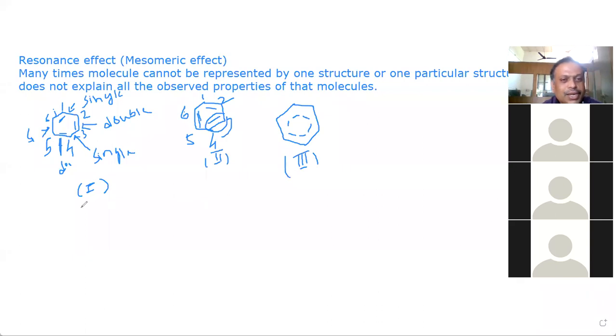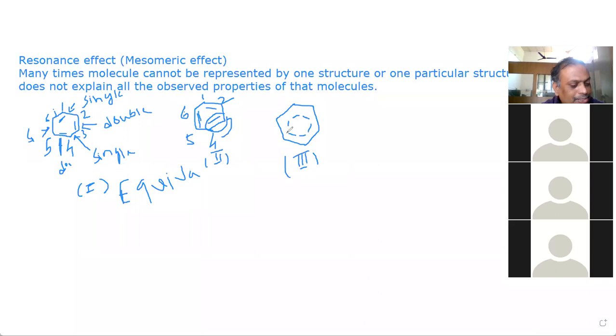Now, structure 1 and structure 2 are both equivalent structures used to represent benzene. None of them truly represents it. Both are equivalent structures, so we draw a circle inside the ring. Why? The double bonds are movable. If 1 and 2 is single in one structure, in the other structure 1 and 2 is a double bond.